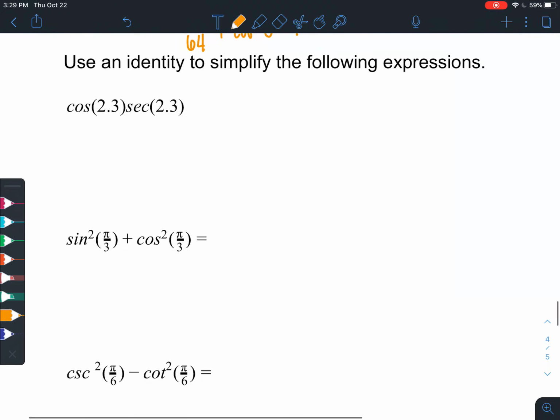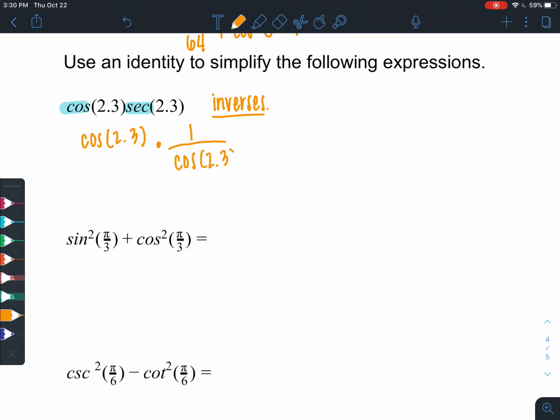All right, so now we're going to have to figure out what identity we want to use. You'll have to start recognizing some of these before we get to them, but you'll notice that this is cosine and secant. These two things are inverses of each other. So we're going to use an inverse property. So cosine of 2.3 and secant is 1 over cosine of 2.3. So then these cancel and we're left with 1. With these problems, you are going to need to show all your work. Otherwise, you won't get credit for them.